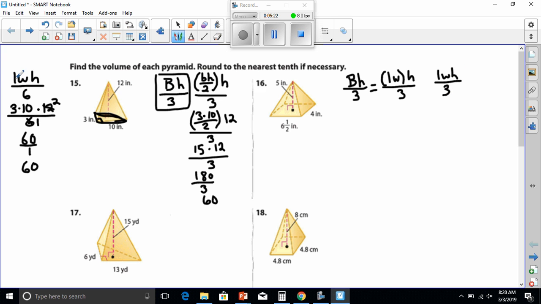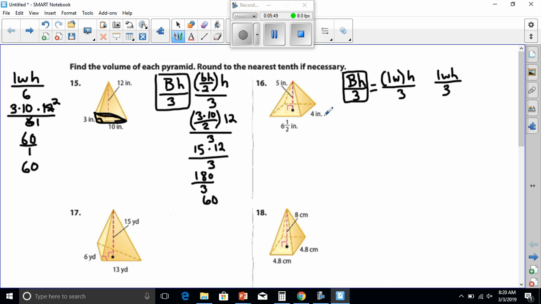You might notice length times width times height divided by 6. When I do a triangular-based pyramid, I would divide by 6. When I'm doing a square-based pyramid, I would divide by 3. But that's all using the formula big B times h, the height. In other words, the base of whatever my pyramid is, what the formula is for the shape of my base, times the height divided by 3.